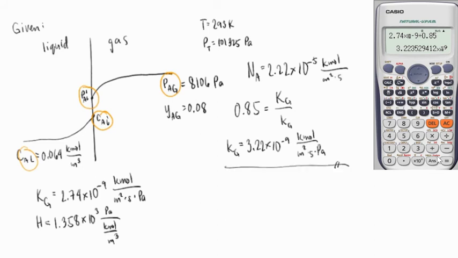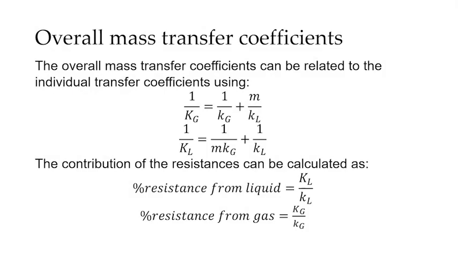Now that we know the value of our film transfer coefficients on the gas side, we can now determine the other individual mass transfer coefficient using the conversion equation 1 over capital Kg is equal to 1 over small kg plus m over small kl. Now you might be wondering, what is this m in this equation here? The m in this equation represents the slope of the equilibrium curve.